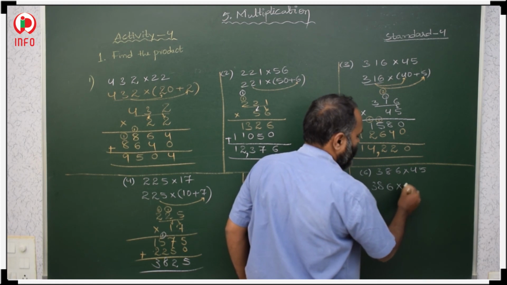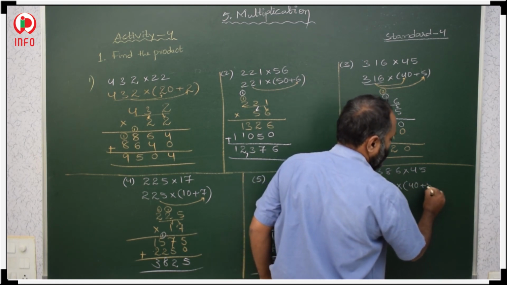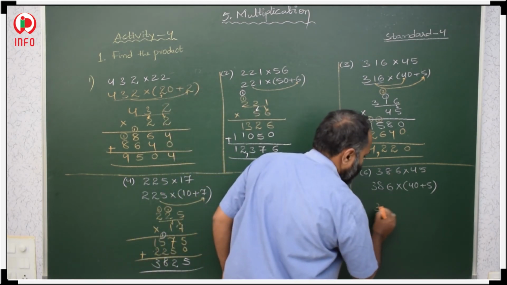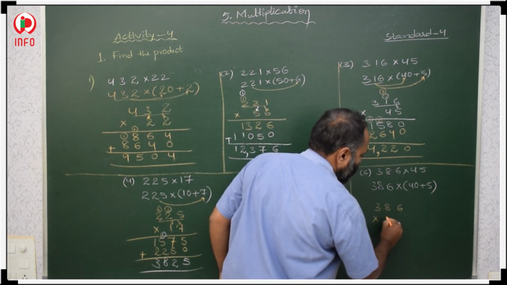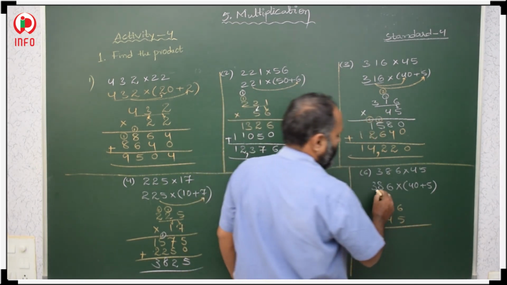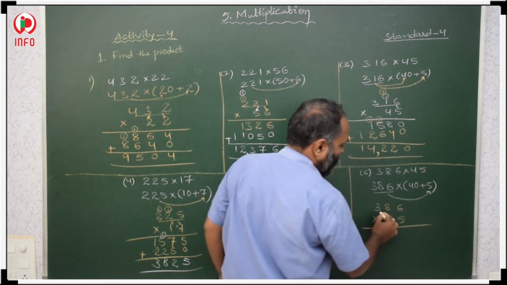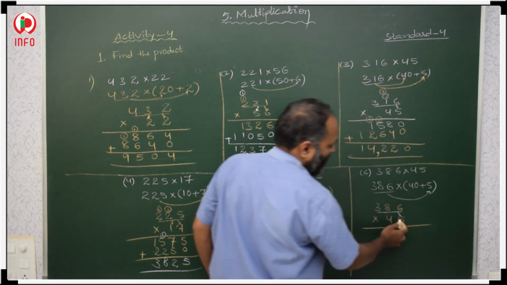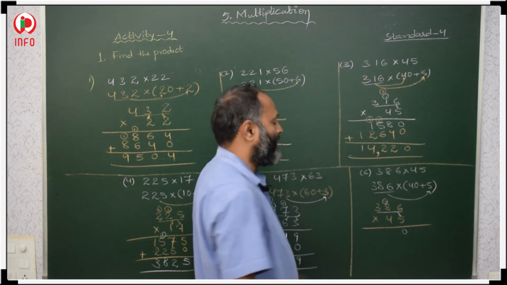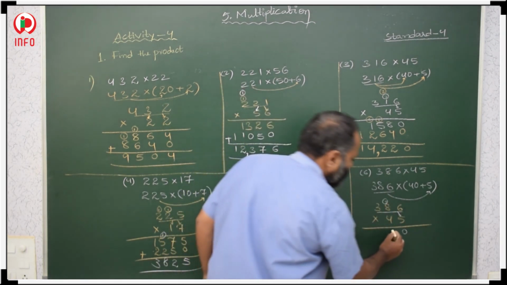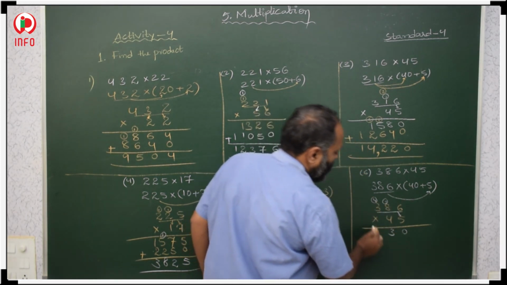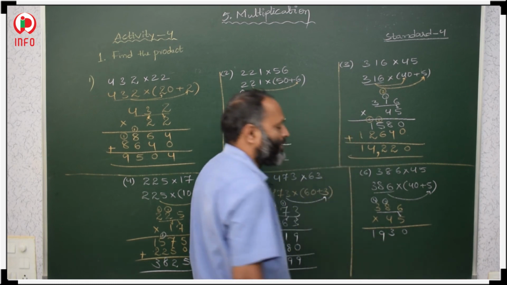Now 386 with 45 means 40 plus 5. First we have to multiply 386 with 5, this complete number with 5. 5 6s are 30 and 3. 5 8s are 40, 40 plus 3, 43 and 4 here. 5 3s are 15 plus 4, 19. With 5 is over.